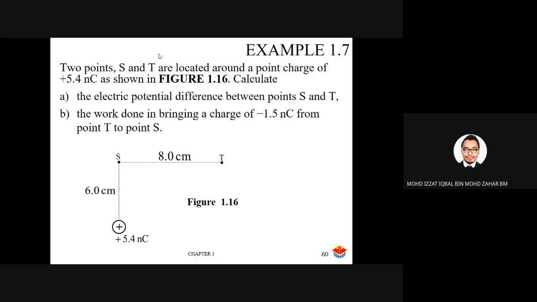I just try to explain how to do the calculations, and then maybe you can try to look at the solution yourself. Okay, 2 point S and T are located around a point charge of positive 5.4 nanocoulomb. Calculate the electric potential difference between point S and point T, and then the work done in bringing a charge negative 1.5 nanocoulomb from T to S.